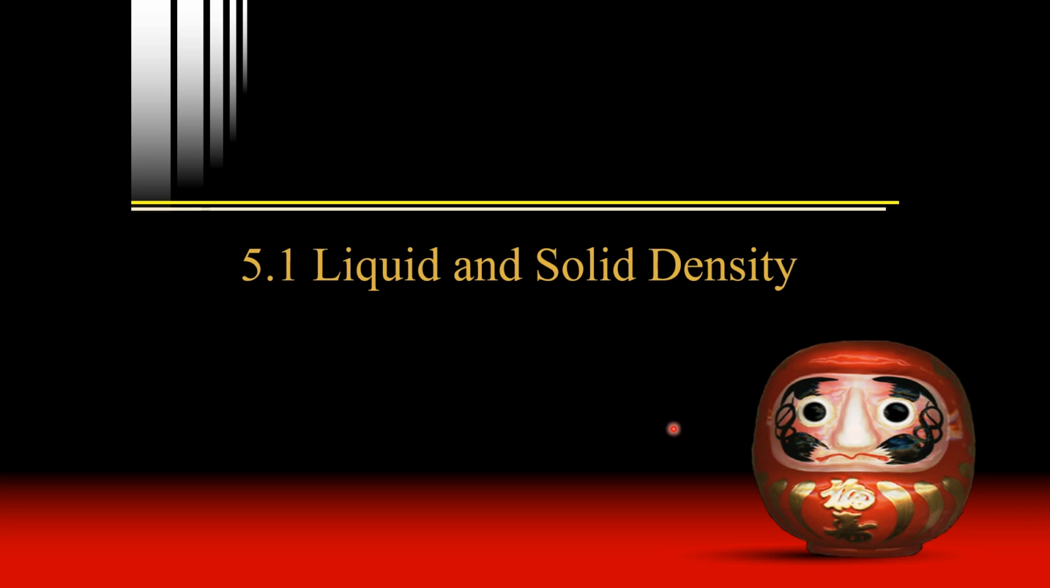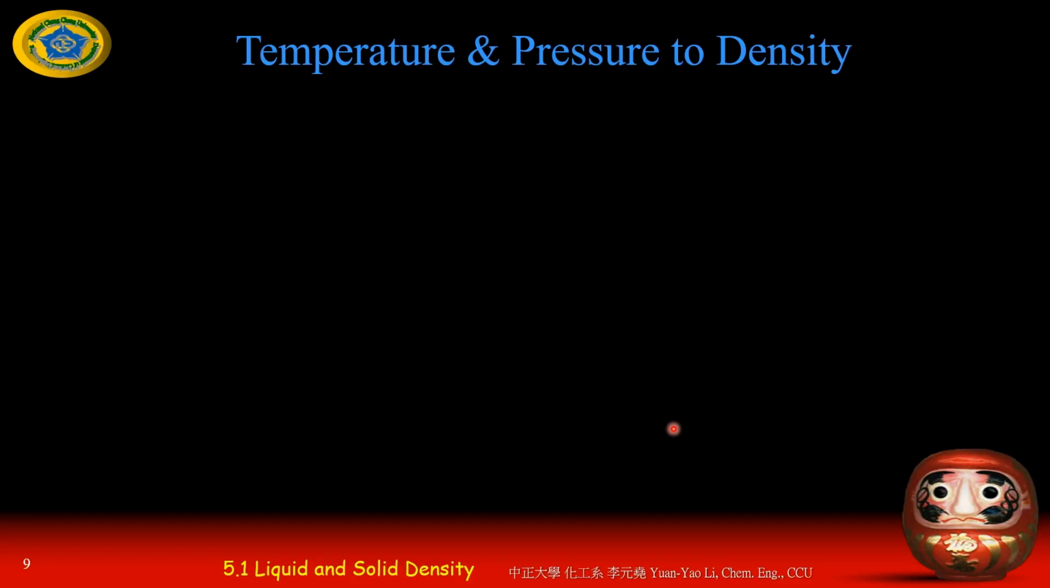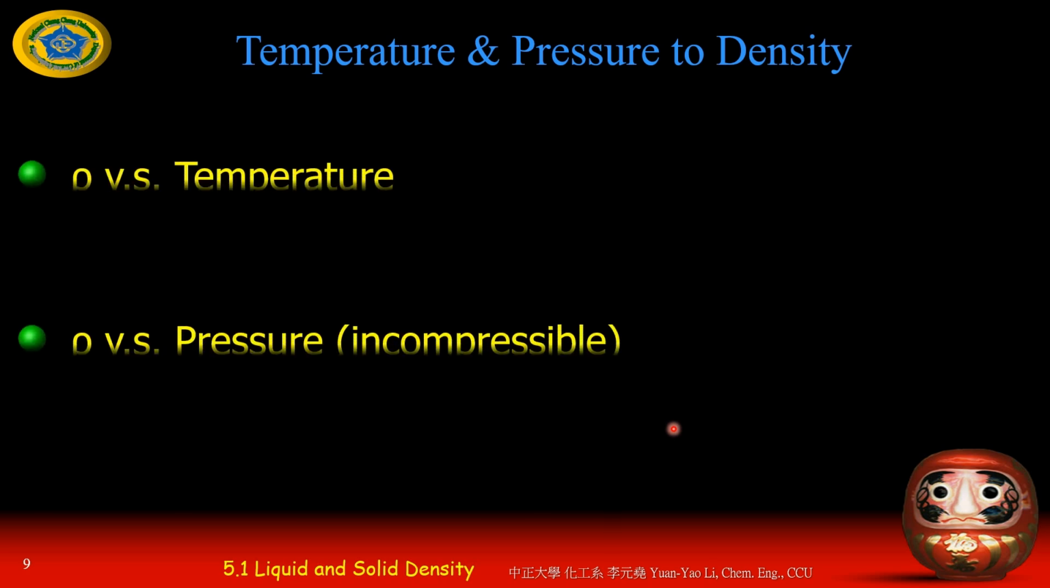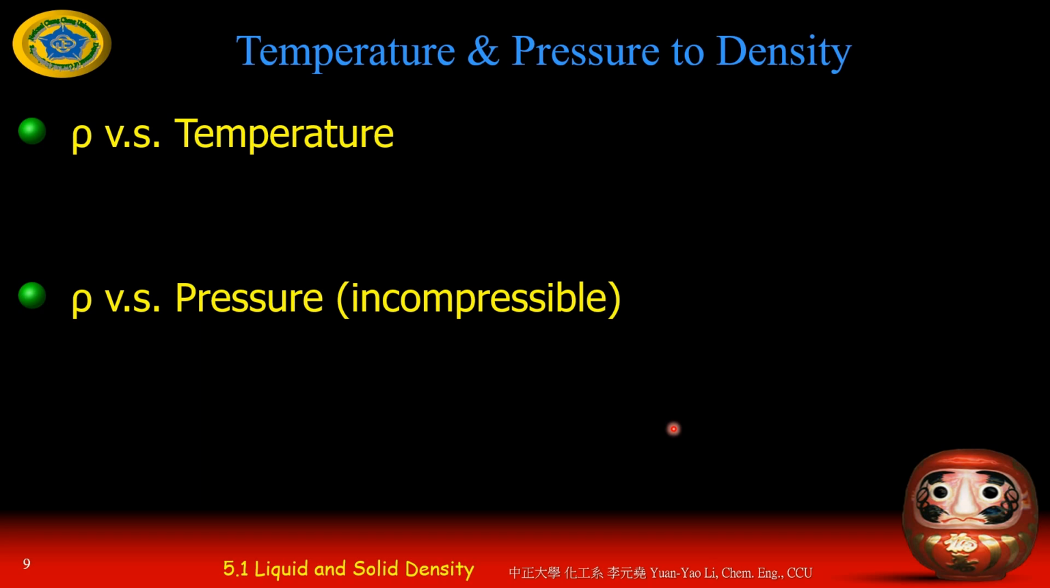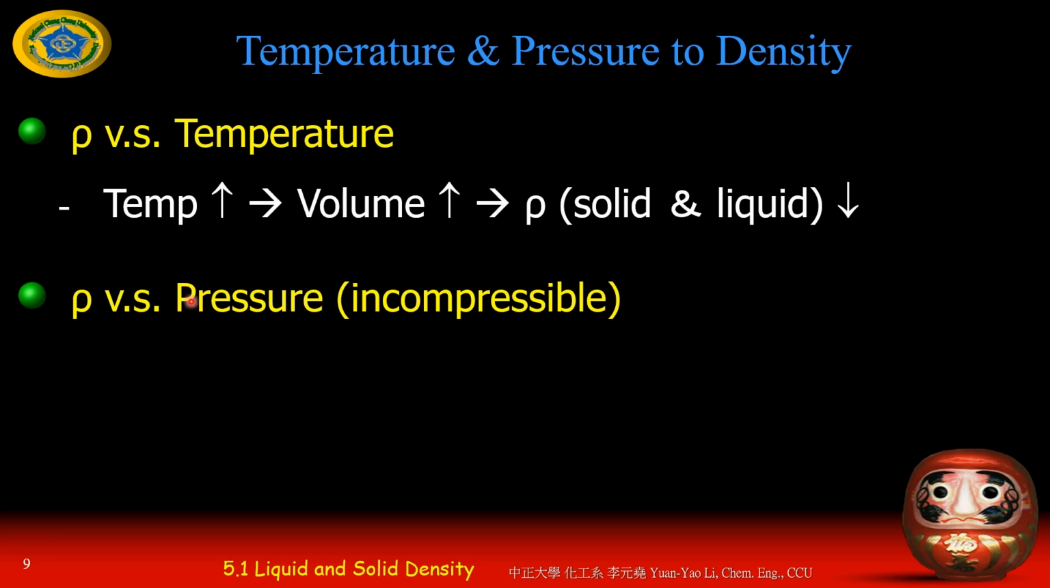Okay, so in section 5.1, liquid and solid density changes because the temperature changes or the pressure changes. Right? So first, density versus temperature. We are talking about liquids and solids. If the temperature increases, generally the volume of a liquid or solid increases. If we increase the volume, that means the density will decrease. Right? That's easy. How about pressure?